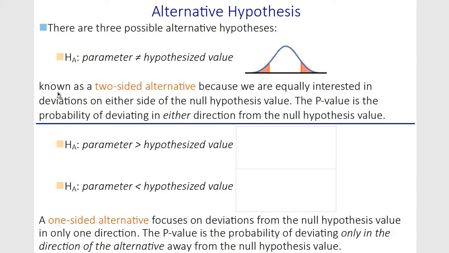The other types of alternative hypotheses are one-sided, so that's only going in one direction. Visually, it would look like this. If it was greater than, you're doing the right side. If it's less than, you're doing the left side. Also think about what your z-scores would be. Your z-scores would be negative for less than and positive for greater than.